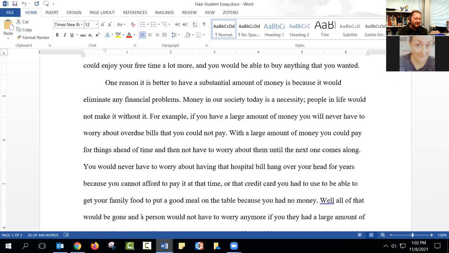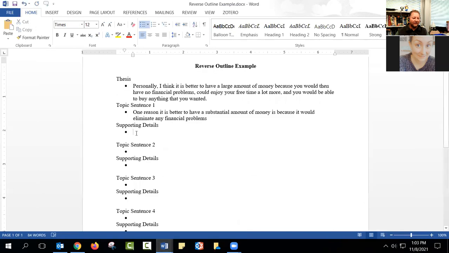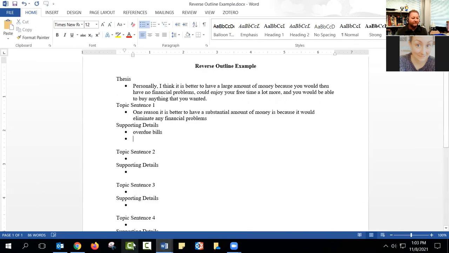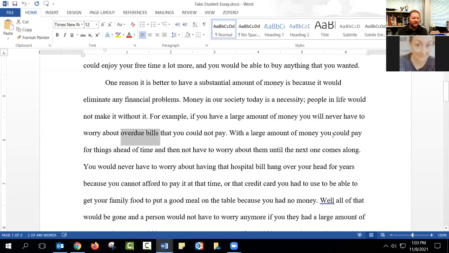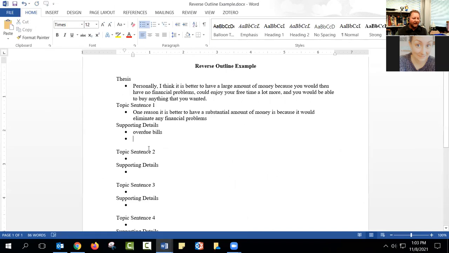Supporting details. Because this is written in a very simplistic way, it's easy to see what the details are because they have keywords like, for example, right? So we have overdue bills. I'm going to copy that, put it over here. What's my next one? With a large amount of money, you could pay for things ahead of time and then not have to worry about them until the next one comes along. That's still about bills, I guess. You wouldn't have to worry about having that hospital bill hang over you. So a very specific type of bill. So hospital bill, and I could put it right here, but because it kind of fits into this one, if I wanted to, I could kind of tree branch it out to that one. Either way, it doesn't really matter.